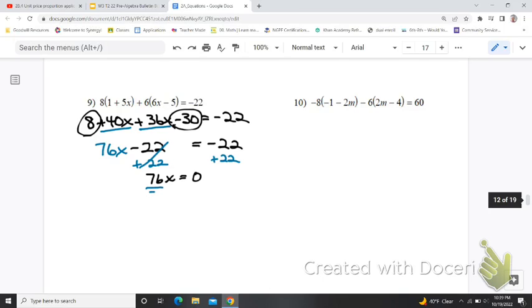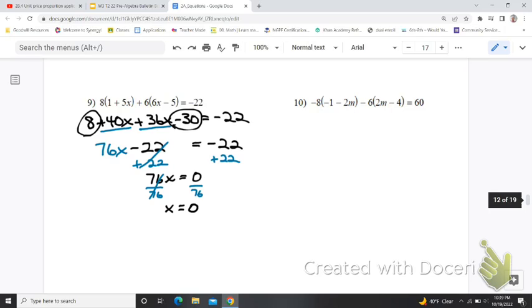Well, I can divide 0 by any number I want. If I have no money, I could share it with 76 people. They all get 0. So this says that x is equal to 0. So let's test that.